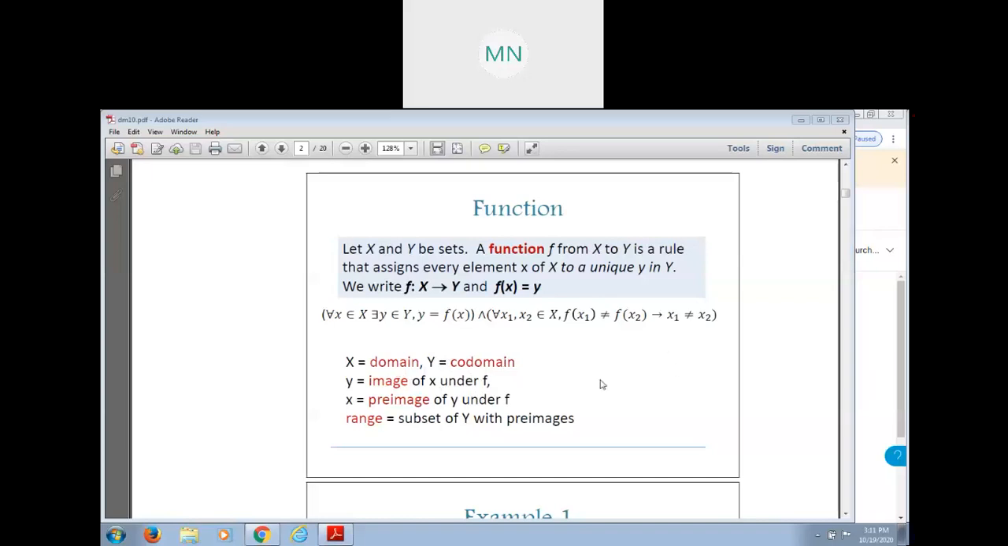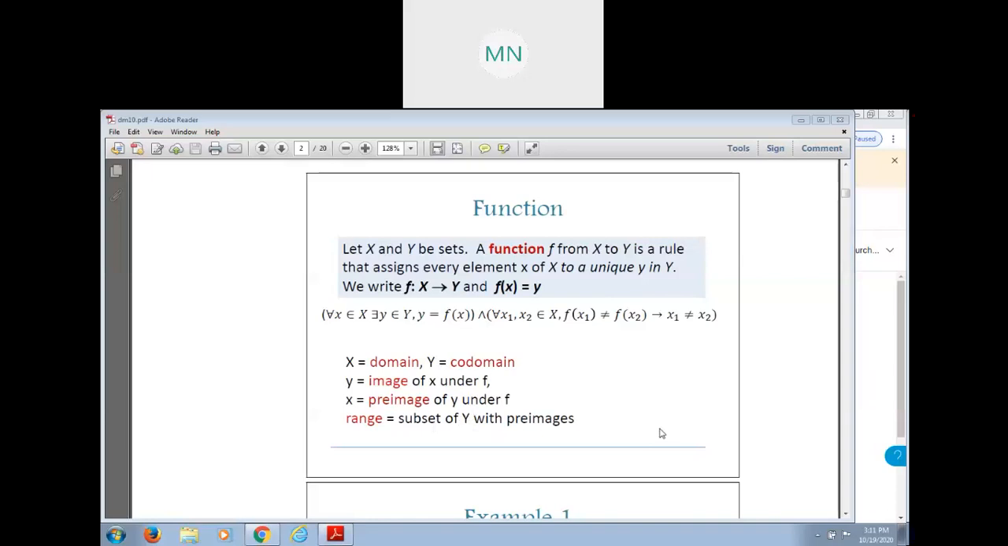Domain means a collection of those elements which are related with a second element. So in case of function, from the definition it is clear that the domain is the first set, and the second is the codomain. Small y is called the image, and small x is called the pre-image. Range is a subset of Y with pre-image.